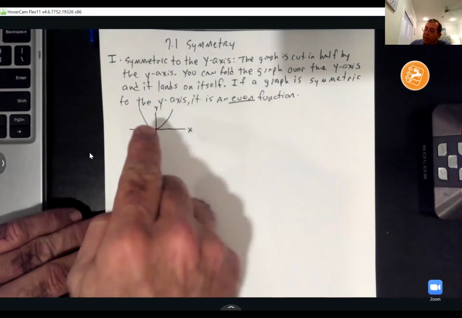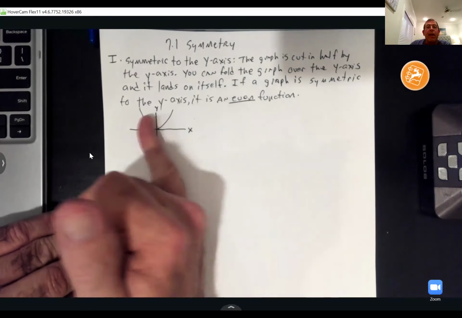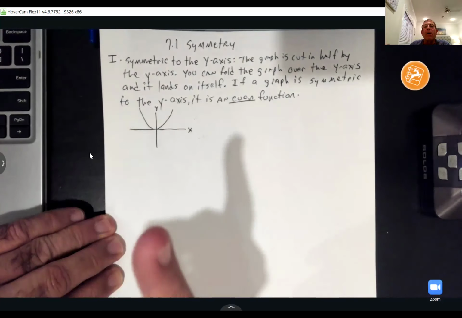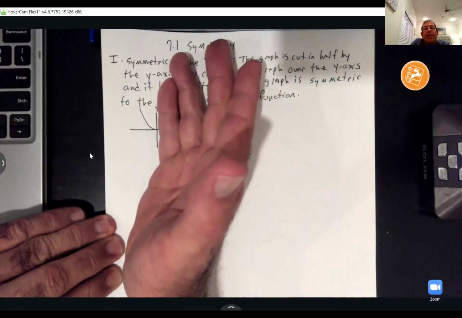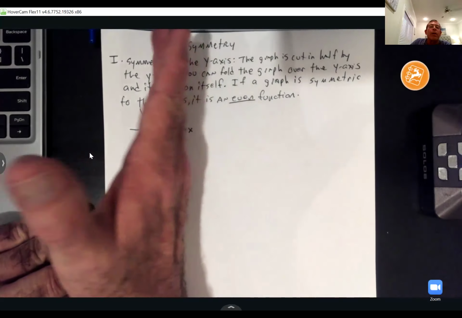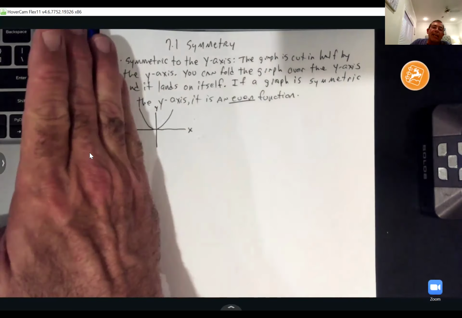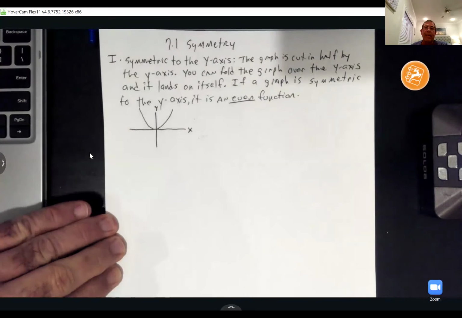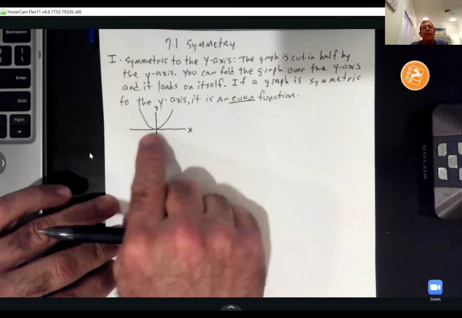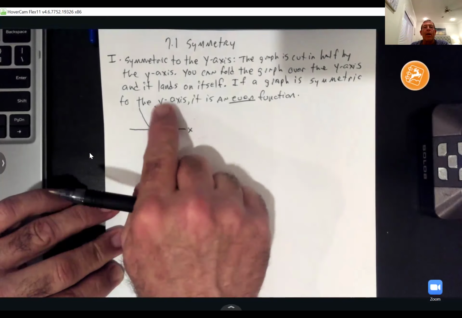Okay. Notice the y-axis cuts this graph in half. Also, if I took the right side of this graph and folded it over the y-axis, this right side would land exactly on that left side, okay? So that's what's making this symmetric to the y-axis.